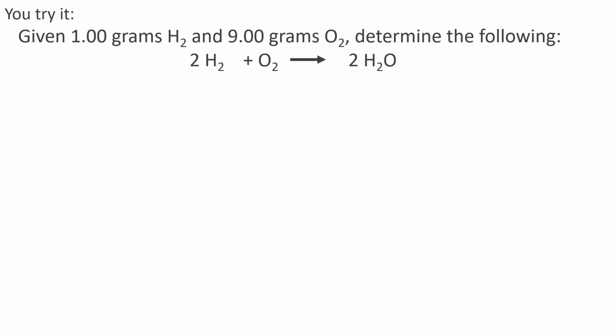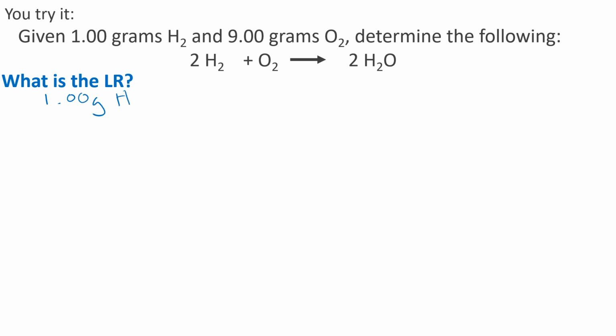Okay, now let's do one more example. Here we're given 1 gram of hydrogen and 9 grams of oxygen, and we're going to determine some stuff based on that equation. The first thing is, what's the limiting reactant? All right, process again. Take both of your given grams and convert them to moles. So let's do that.